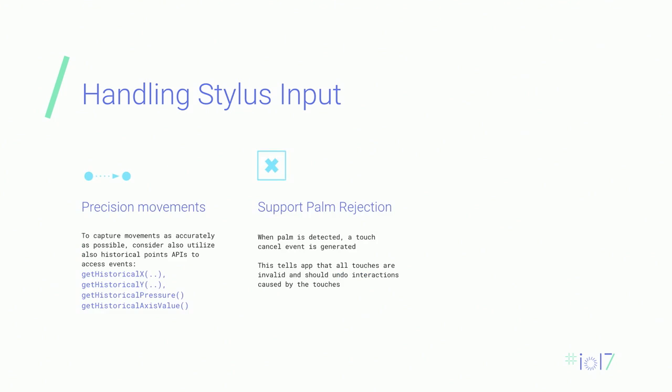However, you're getting one of these events only per frame, which means you're missing out on all the precision we can give you. In order to get all the precision movements, you should have an additional look into getHistoricalX, Y, pressure and axis value, which gives you the full path.